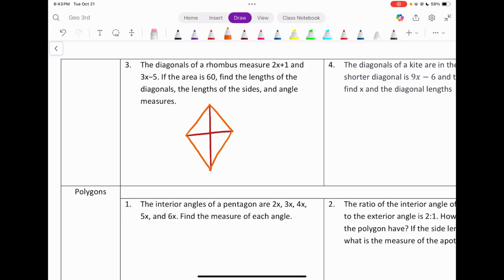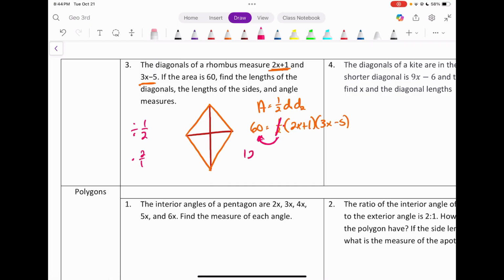So the diagonals of a rhombus measure 2x plus 1 and 3x minus 5. The area is 60. If you don't remember how to find the area of a rhombus, area is equal to 1/2 d1 times d2. So if your two diagonals are here and here, let's plug that in. That gives me 60 equals 1/2 times 2x plus 1 times 3x minus 5. Now, this first step's a little tricky. What I do is I move that 1/2 over here. Since 1/2 is being multiplied, in order to move it over, you're going to divide by 1/2. From 4th grade, division by 1/2 is the exact same thing as flipping and multiplying. So to move that over, really, I just have to multiply by 2.